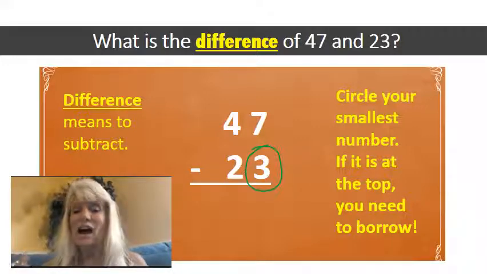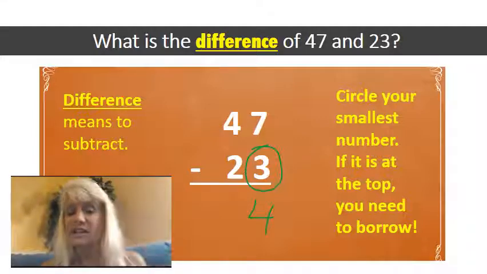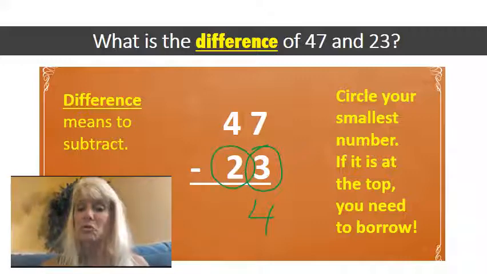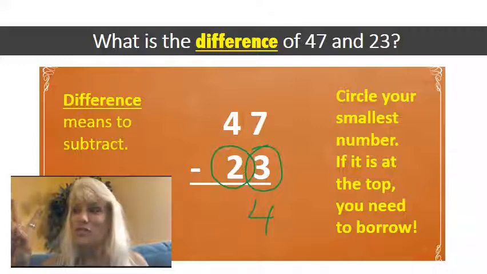In fact, I can just take that smallest number and put it in my hand. 3, 4, 5, 6, 7. That gives me 4. There's nothing I need to put on the 10 side. Now I can circle that small number down at the bottom as well. 2, 3, 4. That gives me 24.